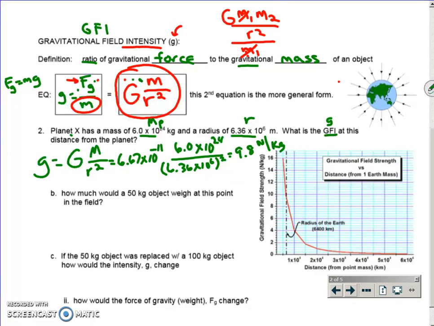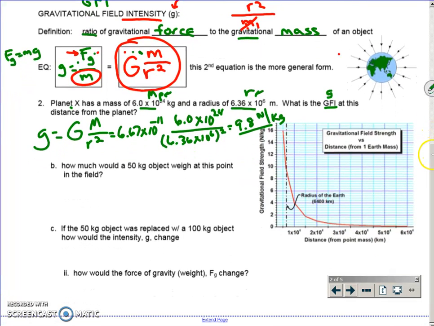Now, it's not a coincidence, this 9.8. These are the parameters of the planet Earth. This is the mass of the Earth. This is the Earth's radius. So when you're standing on the surface of the Earth, the gravitational field intensity you feel is 9.8 newtons per kilogram. So there's your derivation of why little g is 9.8 for the Earth. It's simply based on Earth's mass and its radius.